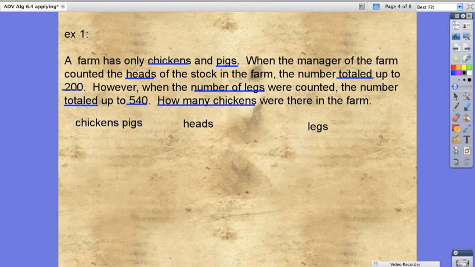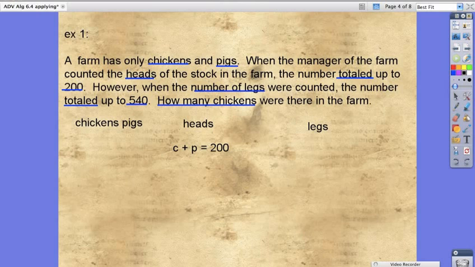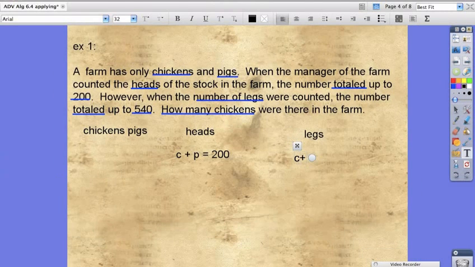So what we're going to do is calculate the number of heads. Since there are only chickens and pigs, we're going to say C, the number of chickens, plus P, the number of pigs, is equal to 200. Now what we're doing with the chickens and the pigs is adding up their number and saying that that's equal to 200.